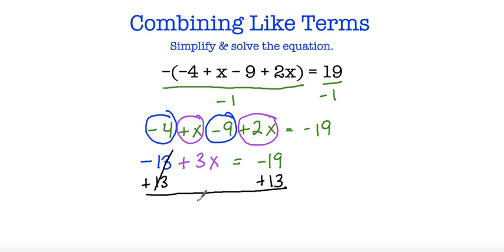So that cancels out. We're left with 3x. And this time we have negative 19 plus 13. The signs are different, so we subtract. And we keep the sign of the one with the greatest absolute value, which is 19. So 3x is equal to negative 6. And in order to isolate our x, now we're going to divide both sides by 3 because we have 3 times x. That cancels out, so we're left with x is equal to negative 2. And we end up with the same exact answer, it's just a different way.